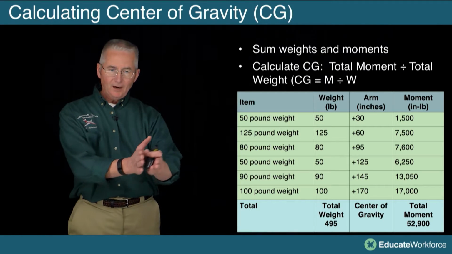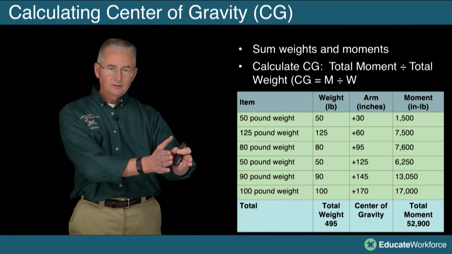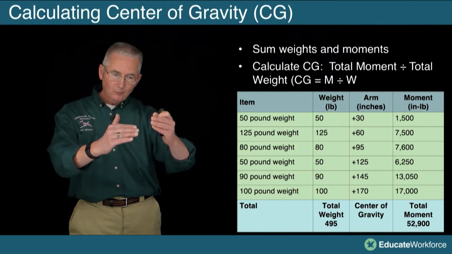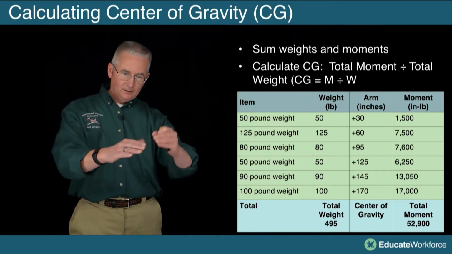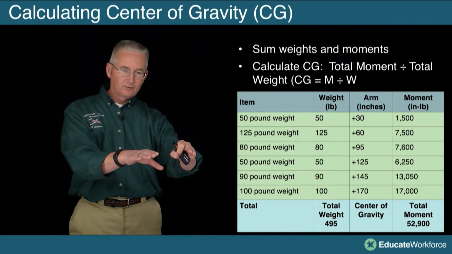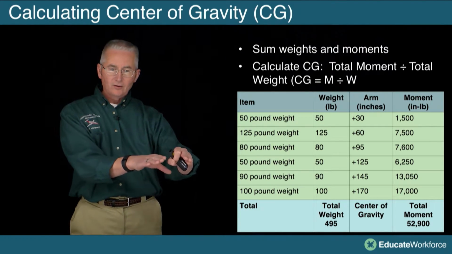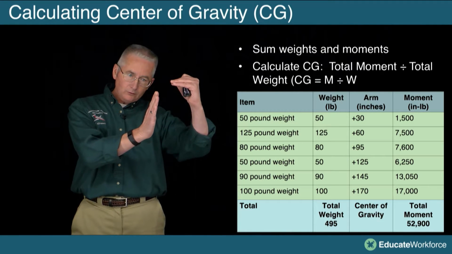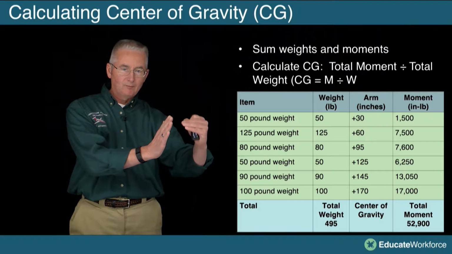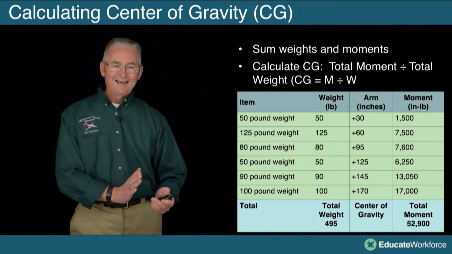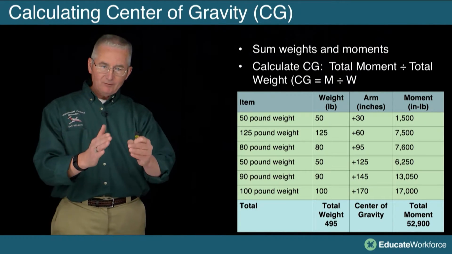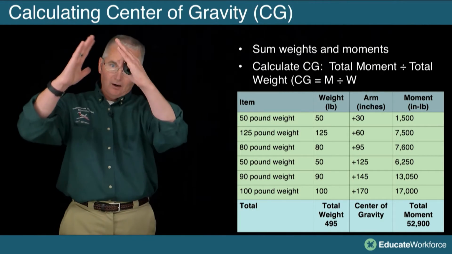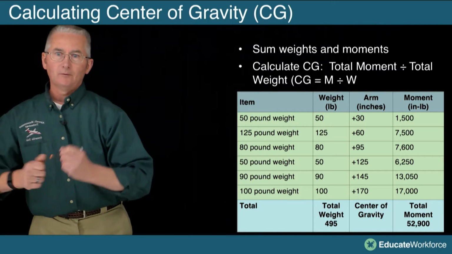So we have 80 pounds at 95 inches, 7,600 inch-pounds of torque, or a moment of 7,600, and we do that all the way down. So 90 at 145 is 1,350, and then 100 at 170 pounds is 17,000. And we take all of those moments and we add them up, and we come up with a total of 52,900. And then we have a total weight of 495 pounds. Remember our little triangle that we just drew, that we had here.